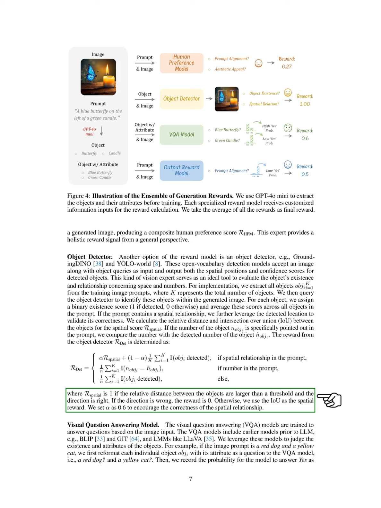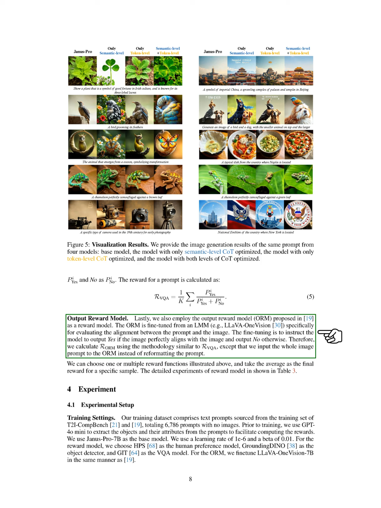For instance, if the image features a red dog and a yellow cat, we first rephrase each object with its attribute into a question for the VQA model, asking if there is a red dog and if there is a yellow cat. We then note the model's probability of answering yes and no for each object. Next, we implement an output reward model, ORM, that we fine-tune from an LMM, specifically LLaVA-1.5, to evaluate how well the prompt matches the image.